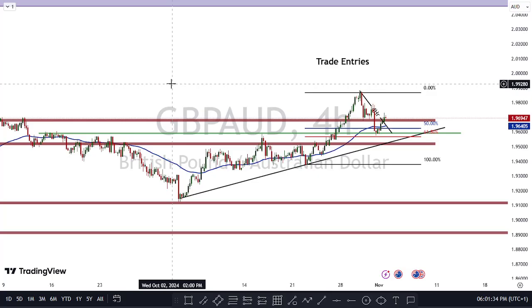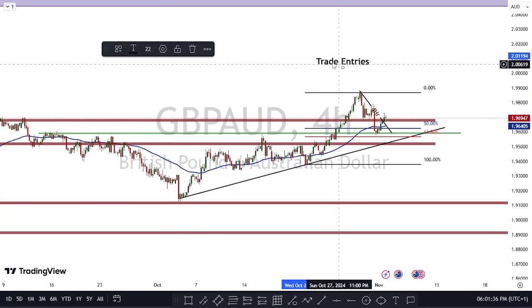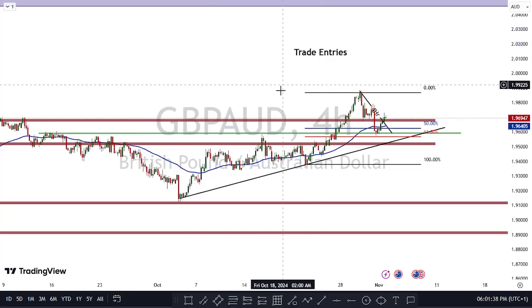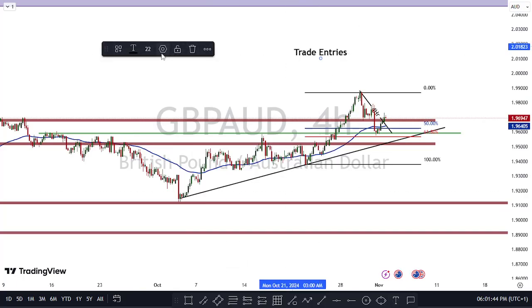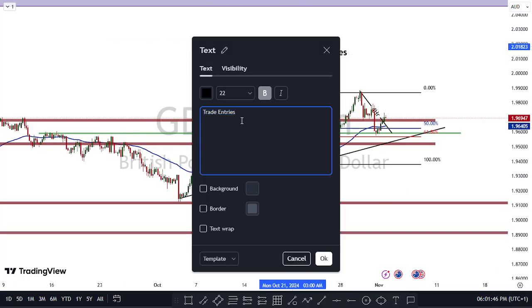First of all, we know one of our trade entry ways is double tops and double bottoms. All right, double tops and double bottoms. Let me just write it there.